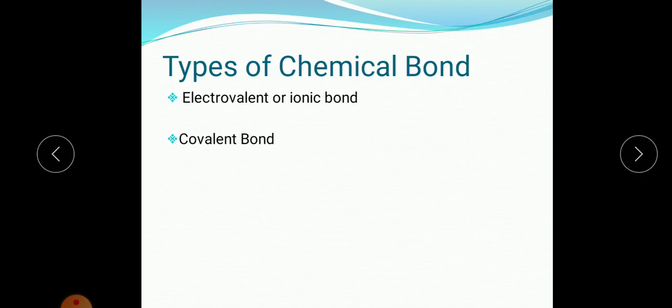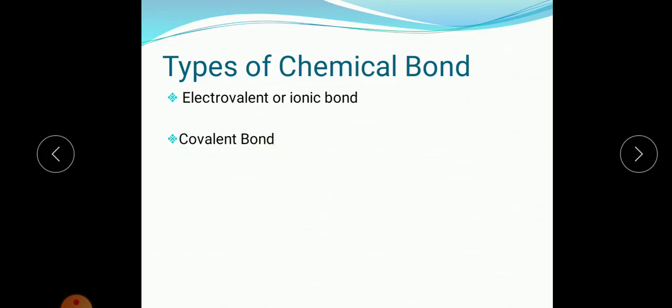Now in the formation of a chemical bond, they either follow the octet rule or the duplet rule. This is for the stability of an atom. Either an atom loses an electron or it gains an electron in order to have a stable electronic configuration. In doing so, the types of chemical bond they form are classified as electrovalent or ionic bond, and the second one is covalent bond. Now we need to study details about these two kinds of bonds: definitions, examples, and the structure, how it is formed, similarly with covalent bond as well.